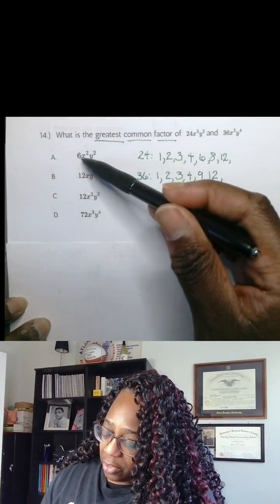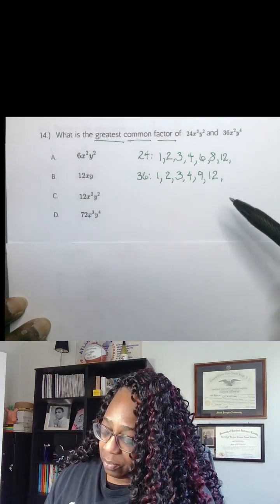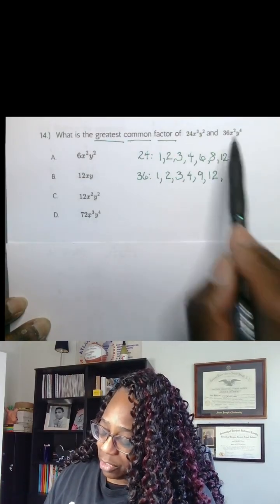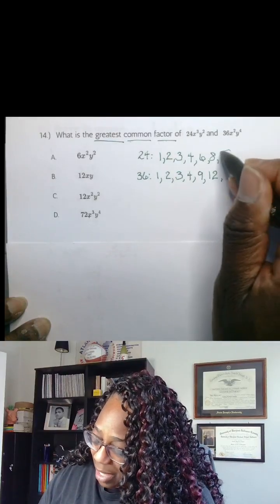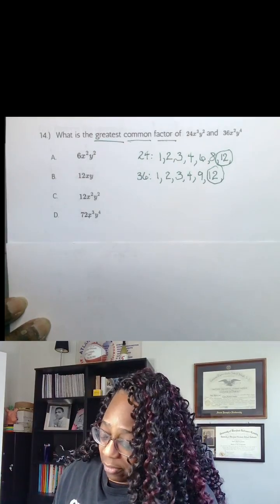So if you look at your answer choices, we have 6, we have 12, and we have 72. Now, when we're trying to find the GCF, yes, when you multiply, you can get that. But the greatest common factor that they have is going to be 12.